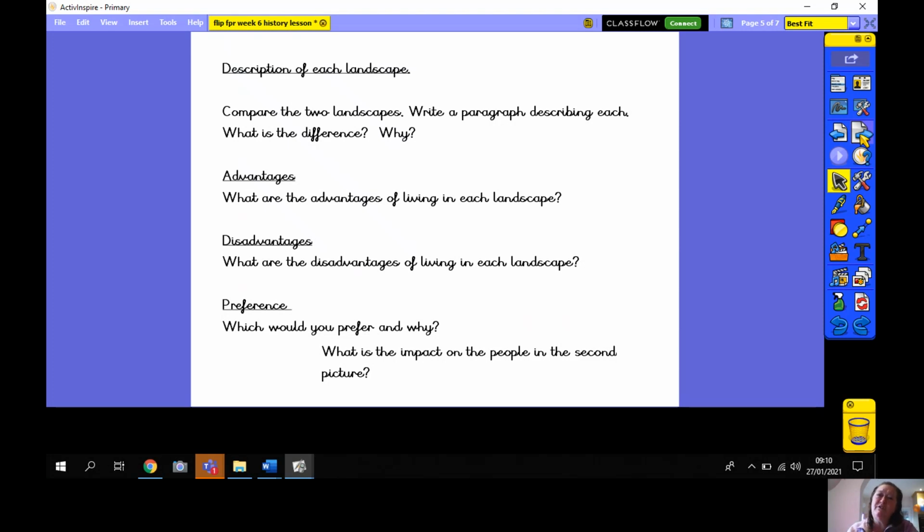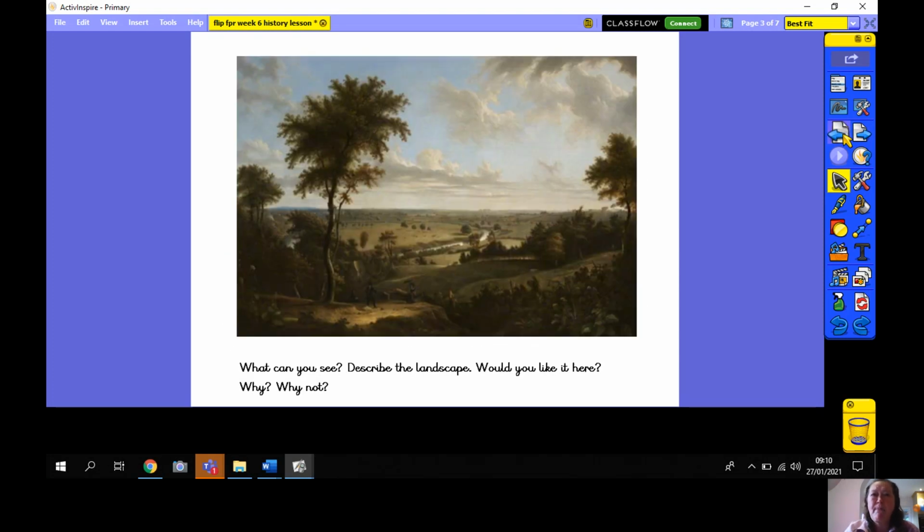Now, what are the advantages of living in that first landscape? What are the advantages of living here? What can you see as the benefits of living in this landscape? What would be good about being here? Pace of life, clean air, many other things.